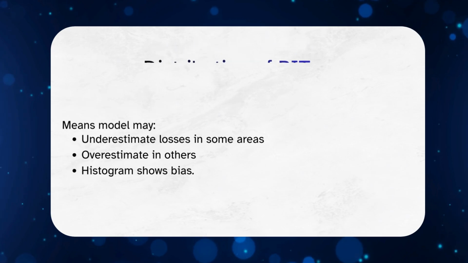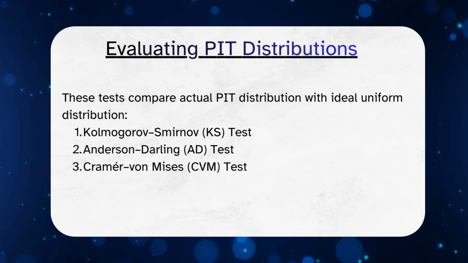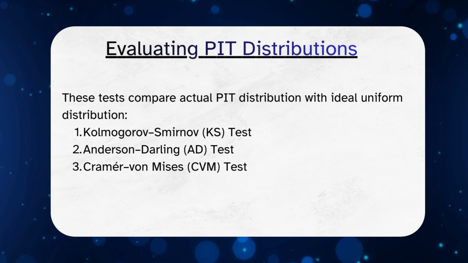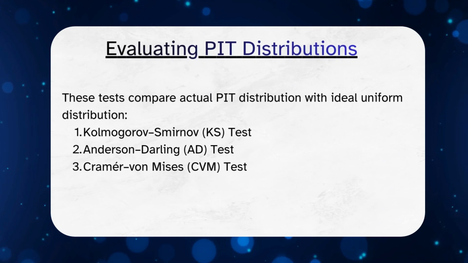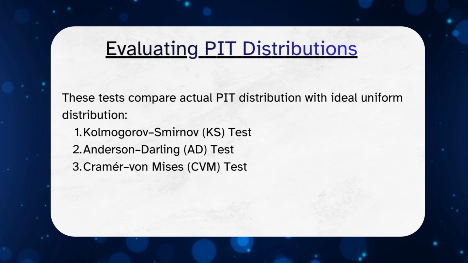To confirm what we see visually, 3 statistical tests enter the story. Kolmogorov-Smirnov KS test measures the biggest gap between reality and perfection. Smaller gap means a better model. Anderson-Darling AD test focuses more on tail behavior, because in risk management, extremes matter most. Cramér-von Mises CVM test looks at the average difference across the whole distribution. Each test asks the same question differently. How close are we to a perfect uniform distribution?